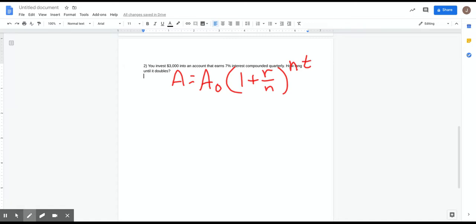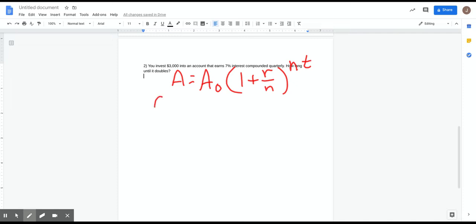Remember, that was the compounding interest formula. Everything is the same except N is the number of times per year. So if it's quarterly, that will be 4. So N will be 4. A0, 3,000 again. This time just be careful. It says it doubles. So 3,000 double would be 6,000. And also just don't forget again to change the percent to a decimal.